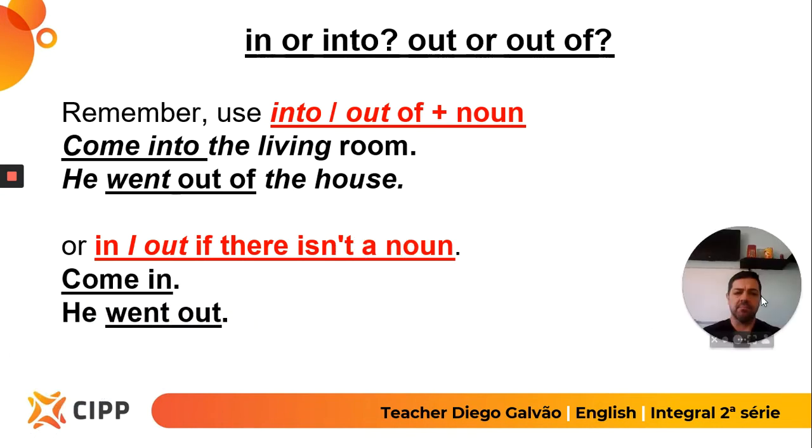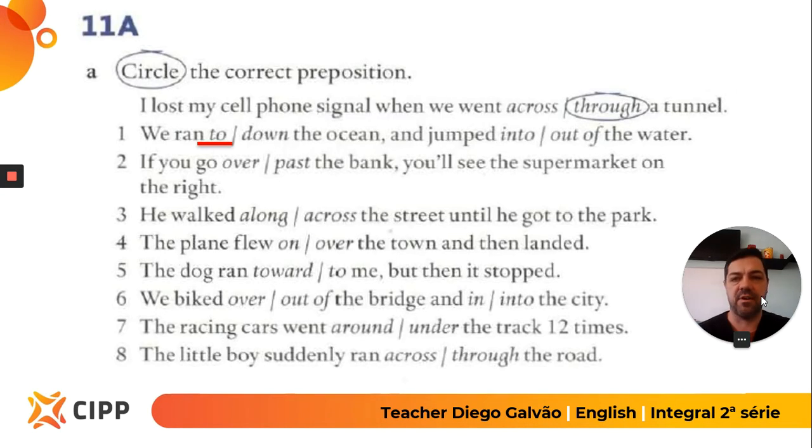Examples, come in, simply come in. Or he went out, he left. You don't need the complement. If you don't have the complement, you use in or out. If you have the complement, you use into, out of. That's why we say, I got into the car. I got in. That's it. Okay, so that's the main difference.